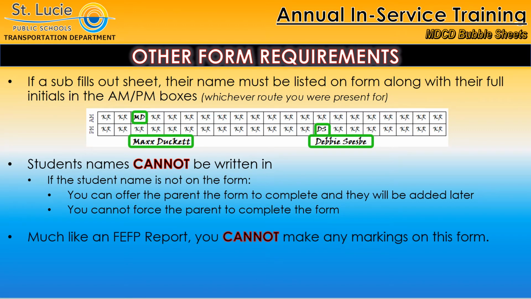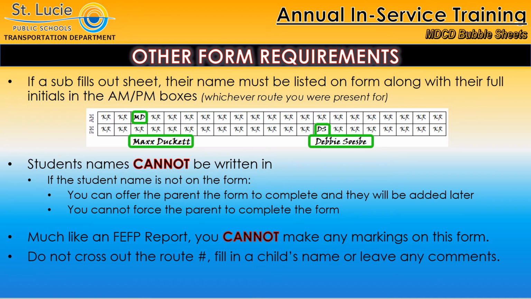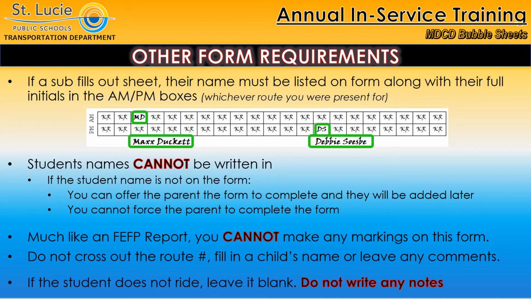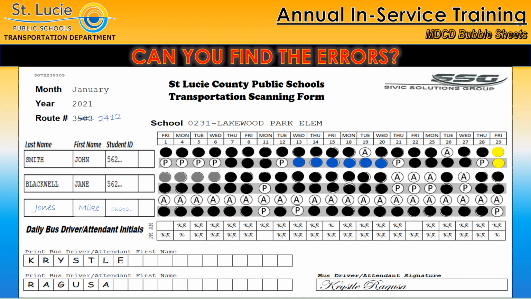Much like an FEFP report, you cannot make any markings on this form. Do not cross out the route number, do not fill in a child's name, or leave any comments anywhere on the form. And if the student does not ride or has not rode, leave it blank. Again, please do not write any notes. Now, let's take a few moments to look at the form below. How many errors can you find?